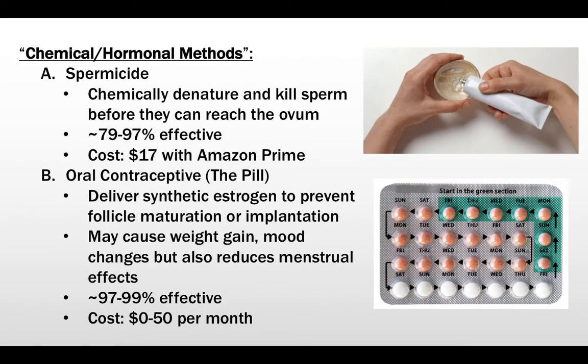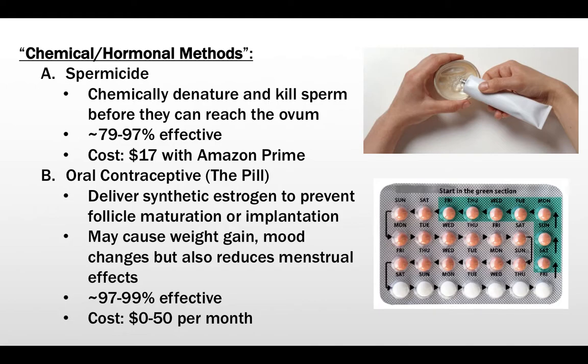Okay, what about chemicals? Well, used in conjunction with condoms and diaphragms a lot is spermicidal jelly or spermicidal lube, which can chemically denature and kill the sperm before they even reach the egg. It's 80 to 97% effective, even more effective if used with one of those physical barriers. $17 if you've got Amazon Prime.